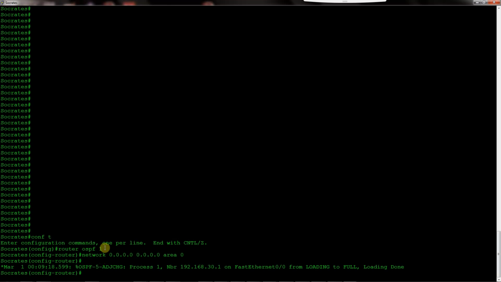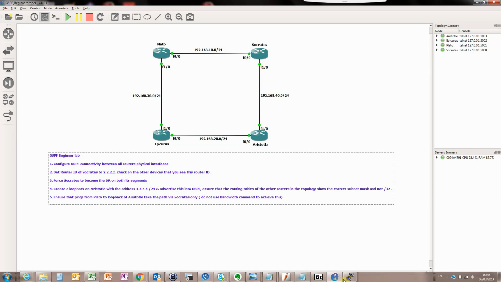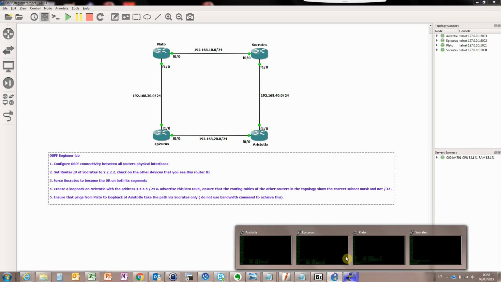The other thing to note, of course, is that we have to place the area command in. So basically you're telling the interface which OSPF area you want the interface to be in as well. So they're just two things to look out for. So that's Socrates done. Let's move on to Aristotle and Epicurus.